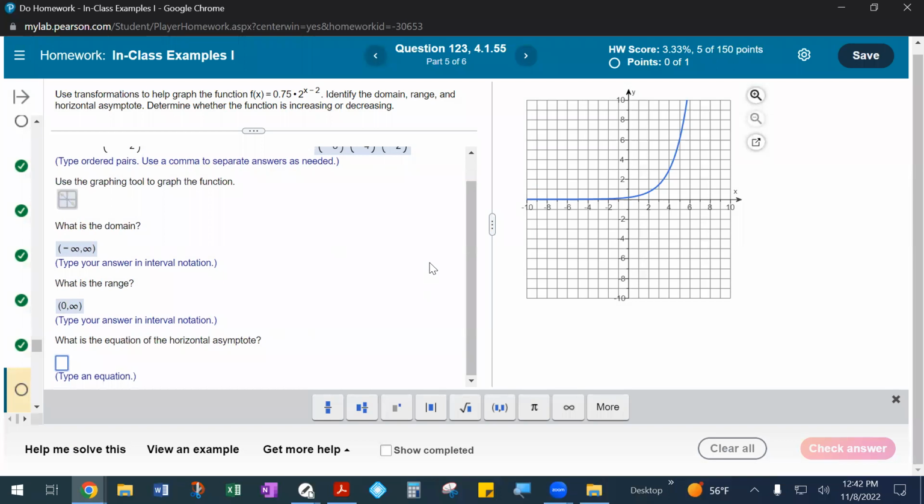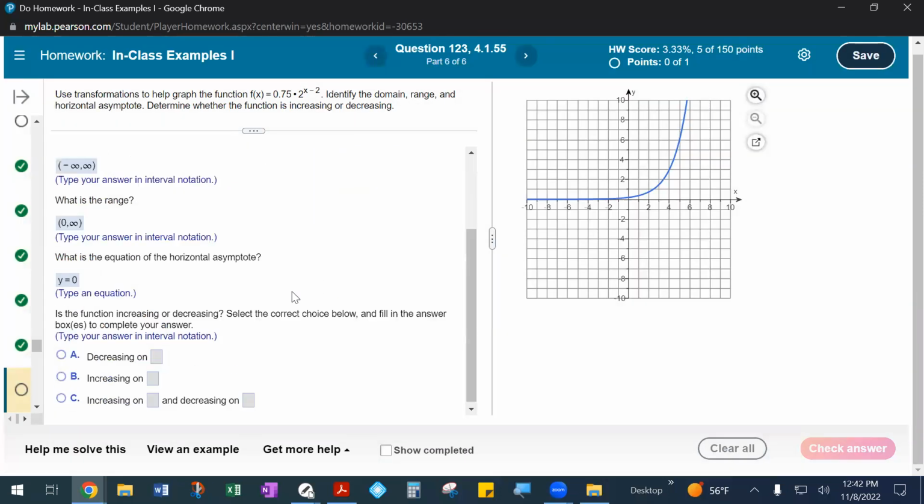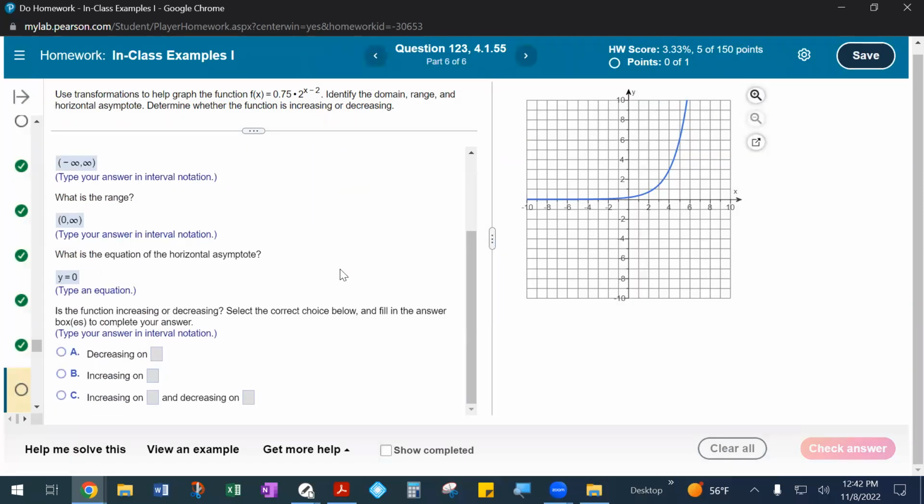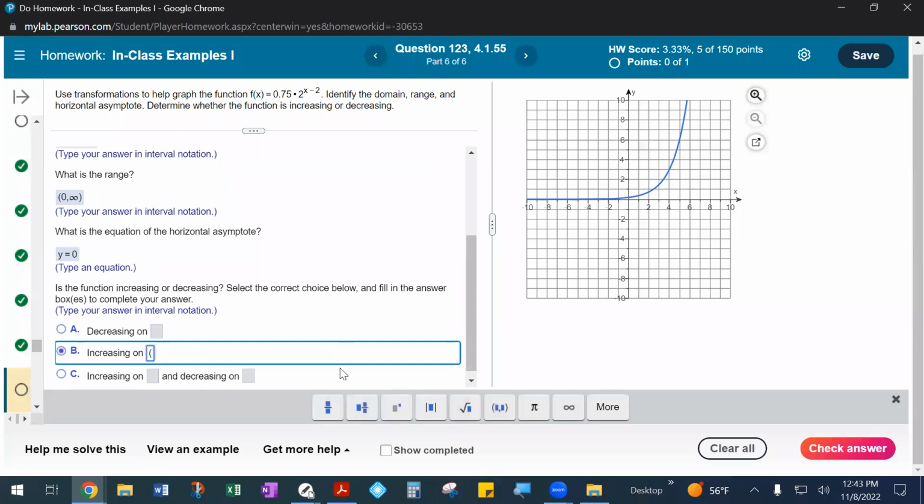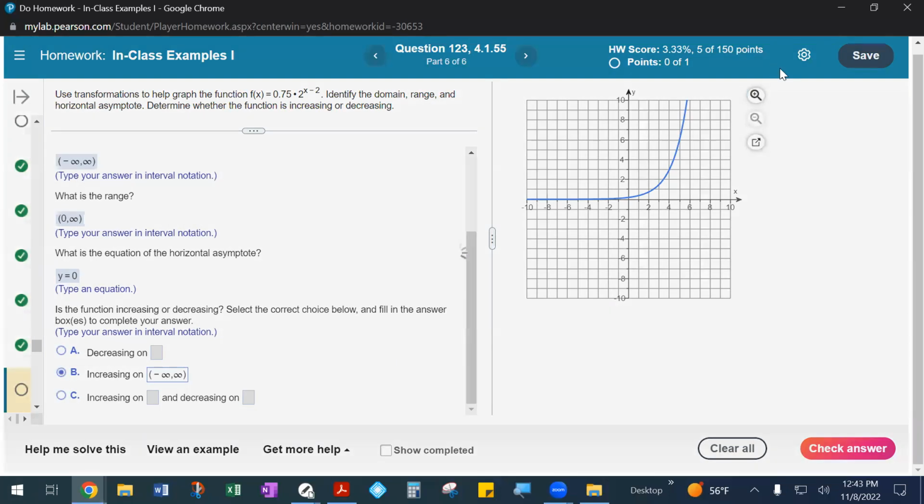What is the equation of the horizontal asymptote? Very nice, because we are still at the x-axis. All right, is the function increasing or decreasing? Increasing. It's increasing over its entire domain. So all real numbers, negative infinity to positive infinity.